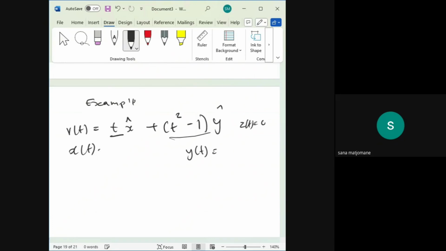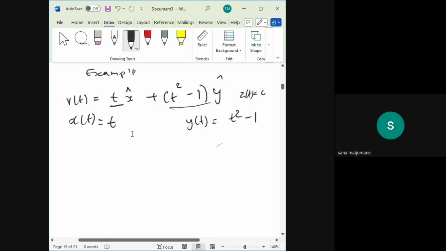What's my x at t, guys? It's t. Then what's my y at t? T squared minus 1. So now they're challenging you. Now we need to visualize the path.